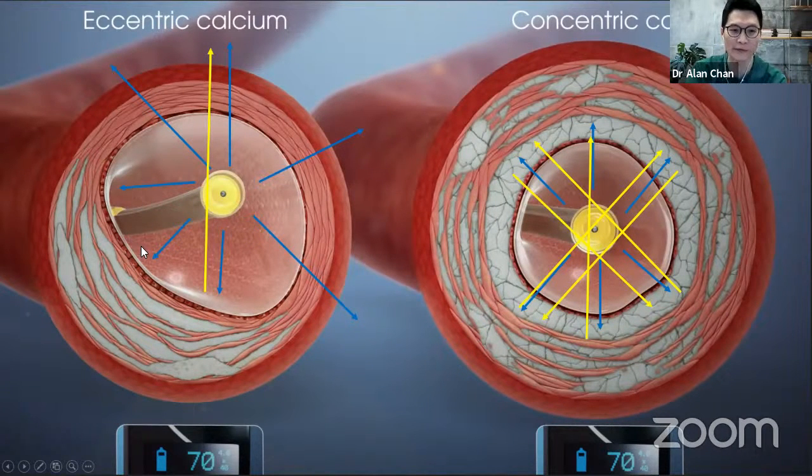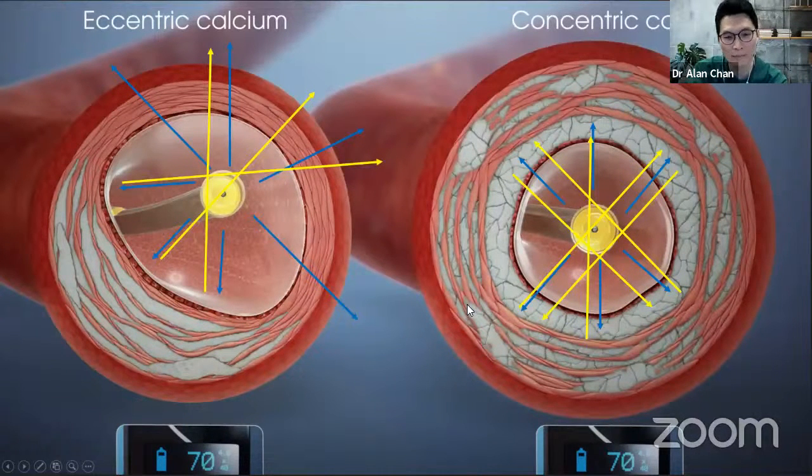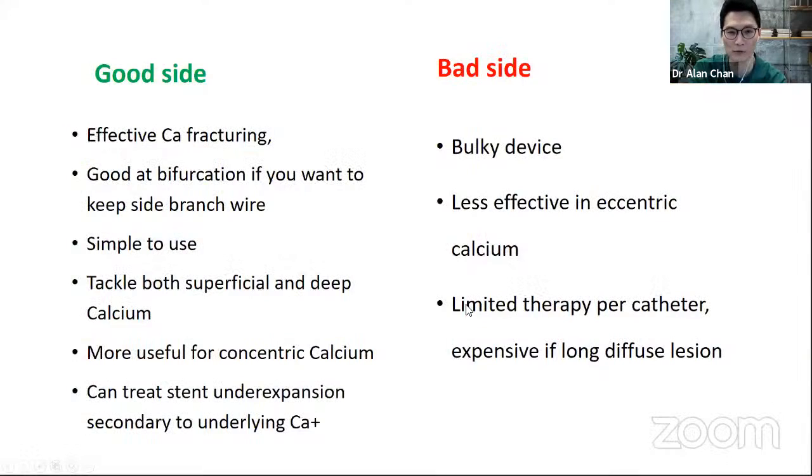Whereas for eccentric calcification, because of the fibrous plug, the sonic pressure will actually travel outside of the vessel instead of bouncing back within the lumen. So a lot of energy will be lost, and we will need extra therapy in order to achieve the same OCT result. But the good side is it can achieve effective calcium fracturing.